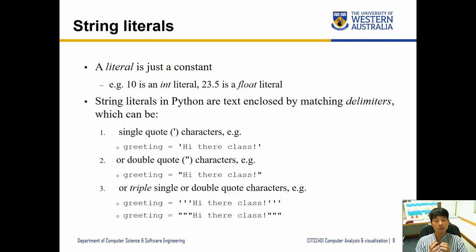String literals. A literal is just a constant. So for example, 10 in Python is an int literal. 23.5 is a float literal. If I have a bunch of characters, then that's just a string literal in Python. To create strings in Python, we have a few options. Here are the options that you can do, kind of four options really, but the most widely used are the first two, where you create a string using a single quote, or you can use a double quote.